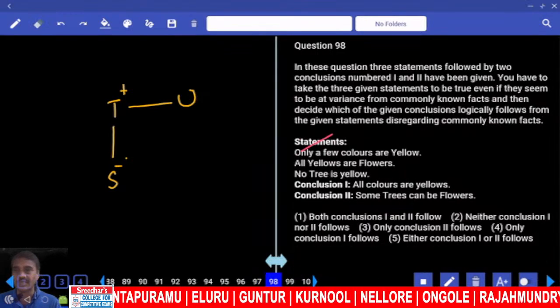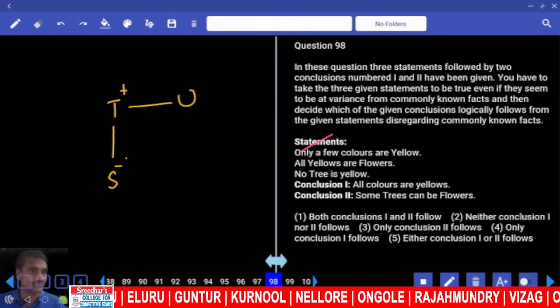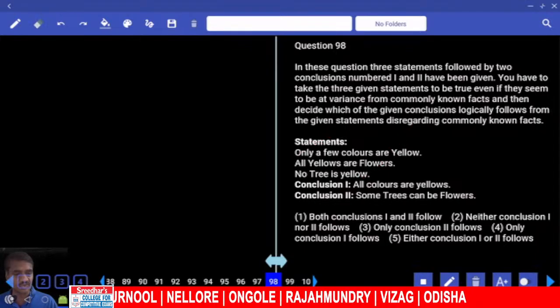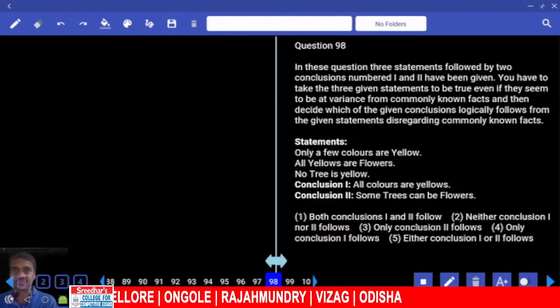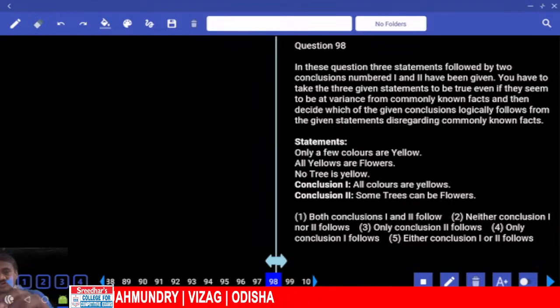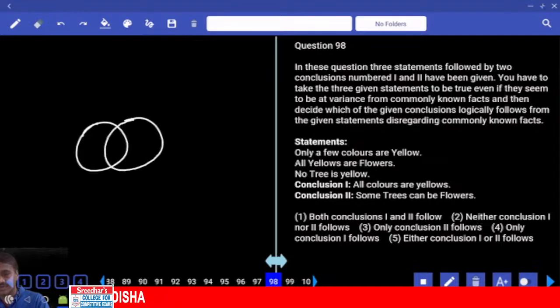98 to 100 are syllogisms. Between these two, which is the first? Now 98 to 100. First work out this 98 to 100, then you need to move on to that set. 98 to 100, only a few colors are what? Yellow. Only some of the colors are yellow, but not all. Now these are the colors that are yellow, but not all.